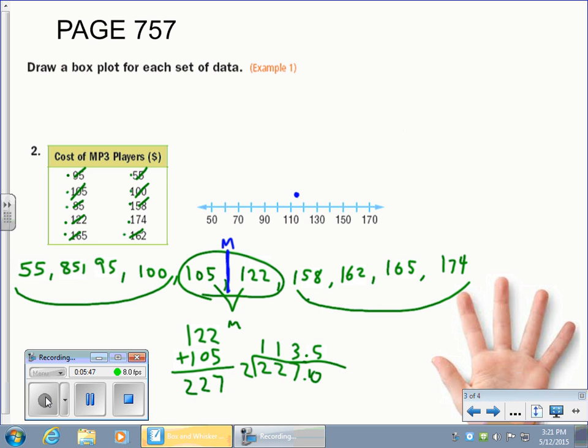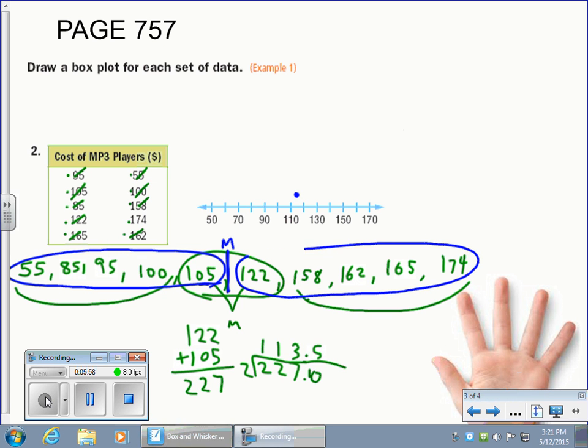All right, now I need my quartiles. Now, since the 105 is less than the median, I include that in the lower half. And since the 122 is higher than the median, I include that in the upper half. So now that means I have 5 numbers in my lower half and 5 in the upper. So quartile 1 is 95. Quartile 3 is 162. Makes it a little bit easier.